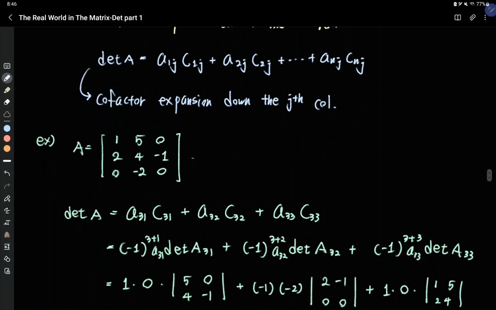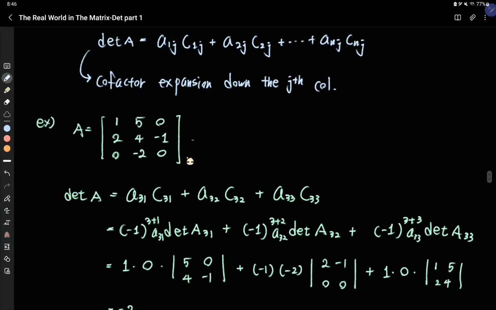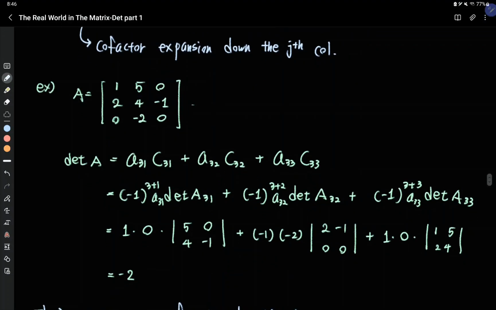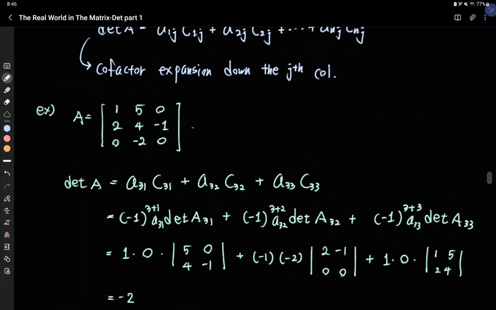Okay, so let's say A is the 3 by 3 matrix given in this example. I want to find the determinant of A using the cofactor expansion. Now you see I'll use the third row. Why do I apply the cofactor expansion along the third row? Because the third row has the most zero entries, right? This one has 2 zeros. I know the third column also has 2 zeros, but I choose the third row.